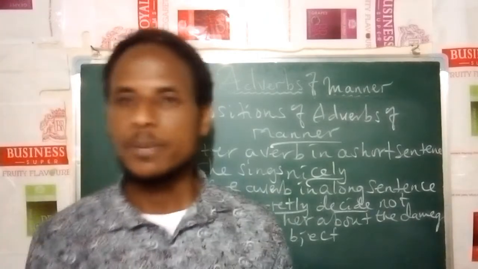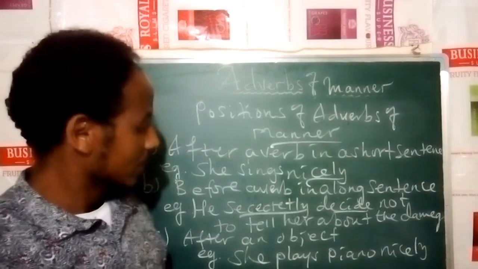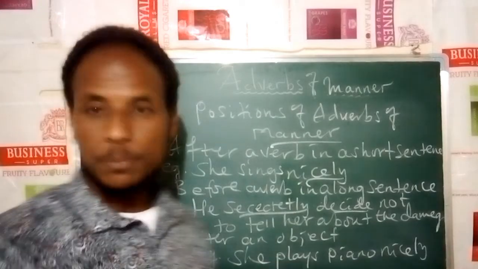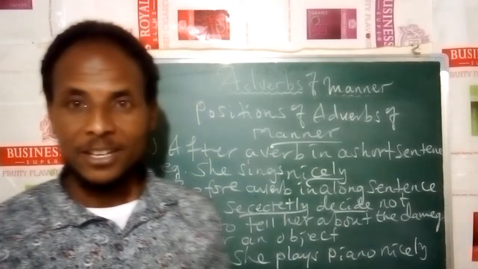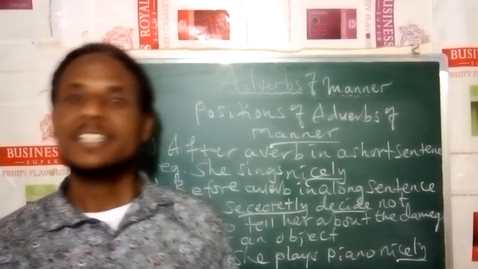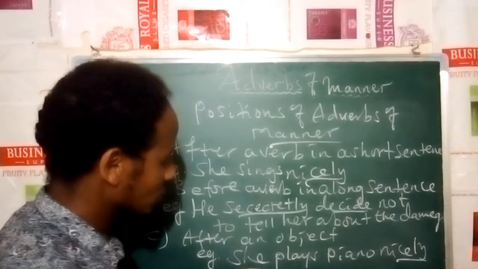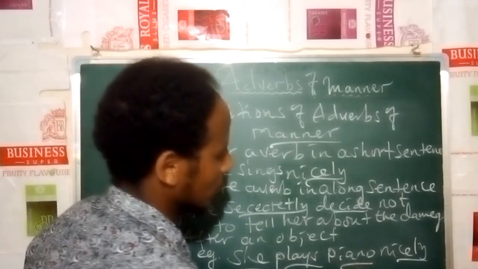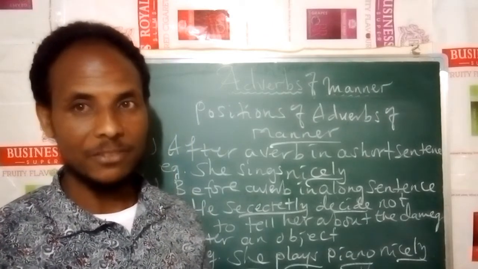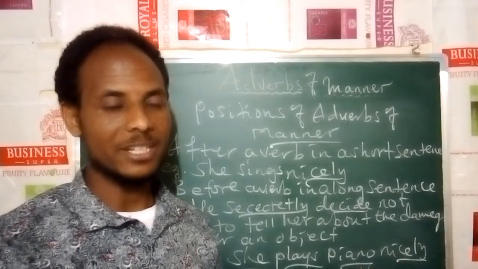And also the adverbs of manner can be placed after an object. Okay, come on. She plays piano nicely. Where is the adverb? Nicely. So the adverb nicely is placed after the object piano. This is the subject and this is a verb and the object of the sentence. So the adverb of manner nicely is placed after the object of the sentence.